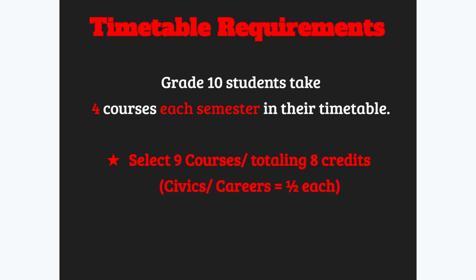As mentioned previously, grade 10 students are required to take a full course load each semester for a total of 8 credits. Please note, civics and careers are both half credits, so My Blueprint will indicate that you've chosen 9 credits because of this, with a total of 8 credits of value.